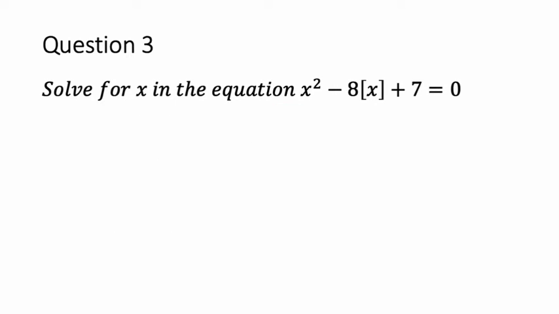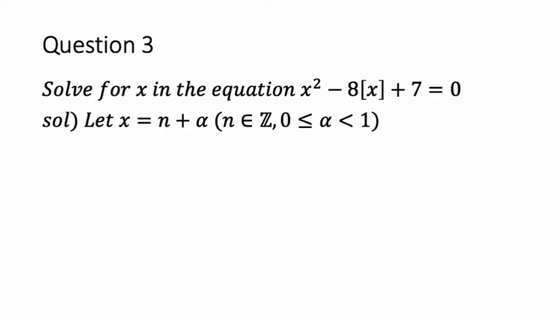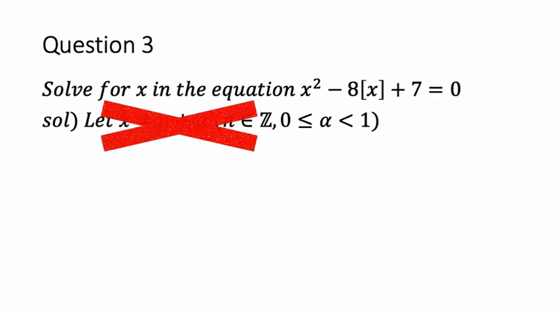Let's now take a look at our third question. It asks to solve for x in the equation x squared minus 8 times the function of x plus 7 equals 0. If we use our first property like above, we certainly won't get an answer because we'll get n squared and alpha squared, which is difficult to calculate.